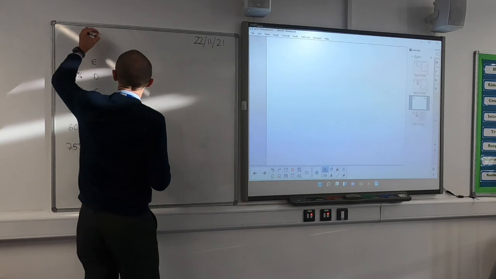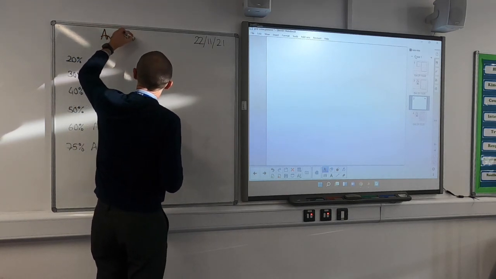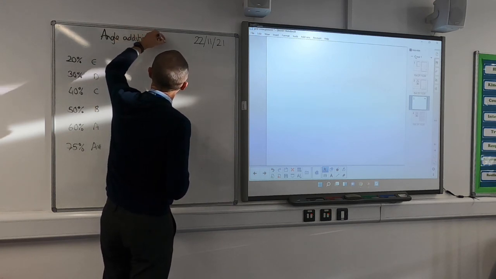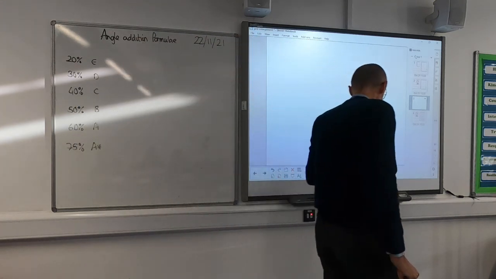So we're talking today about what's called the angle addition formulae, and it's formulae in the plural because there's more than one of them. The angle addition formula.